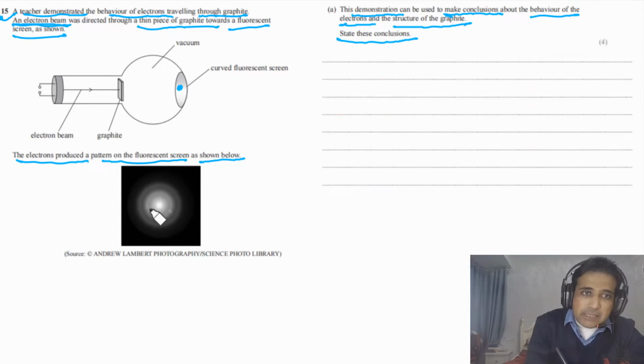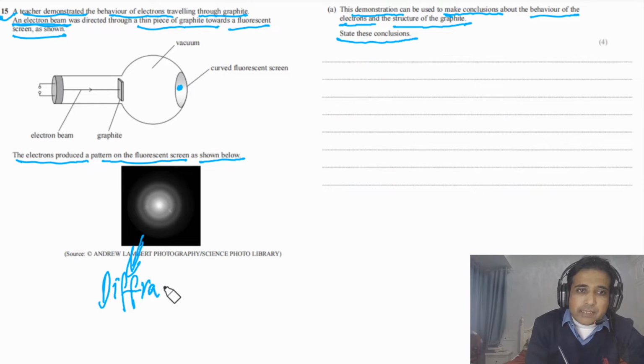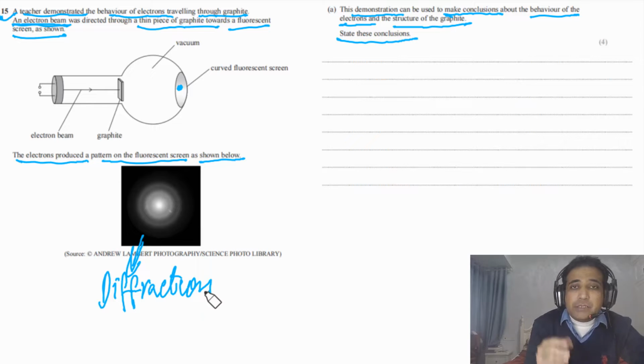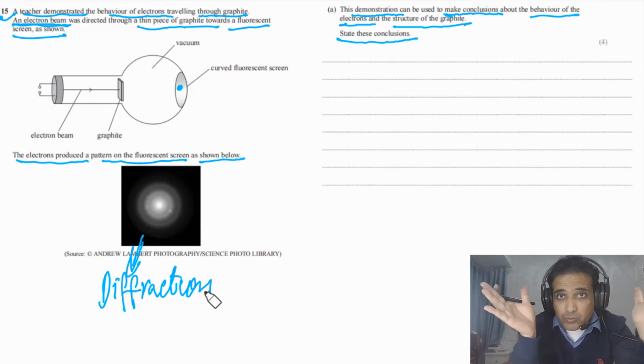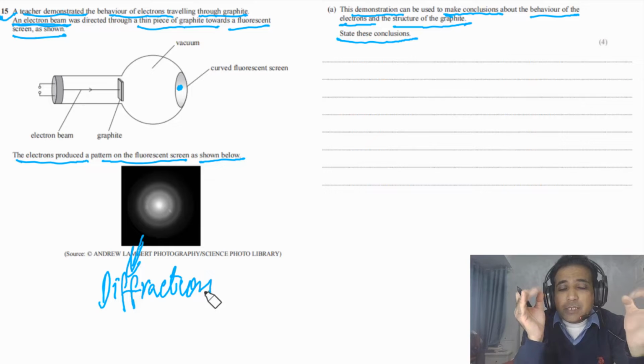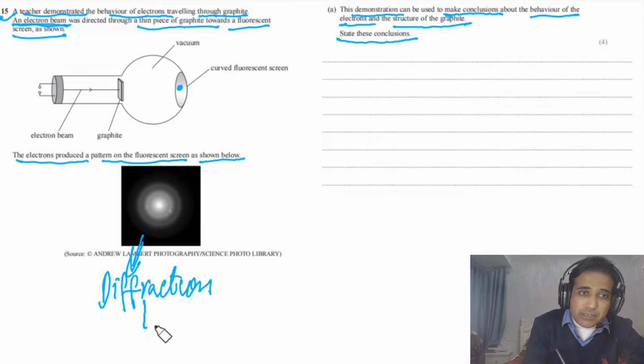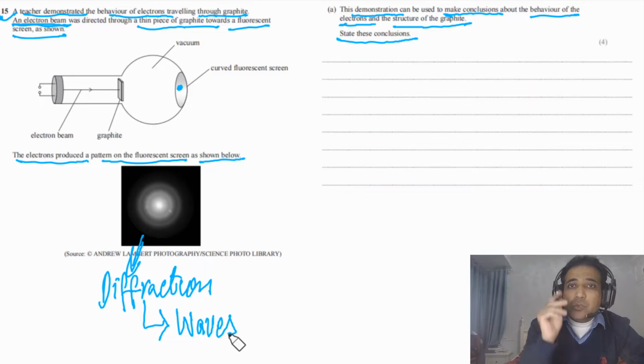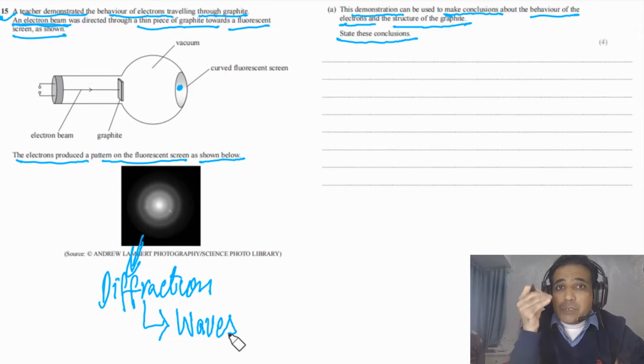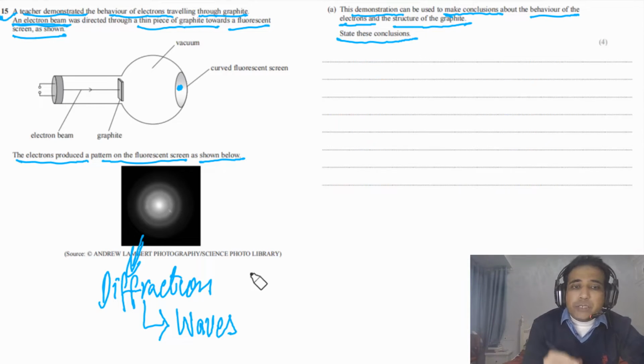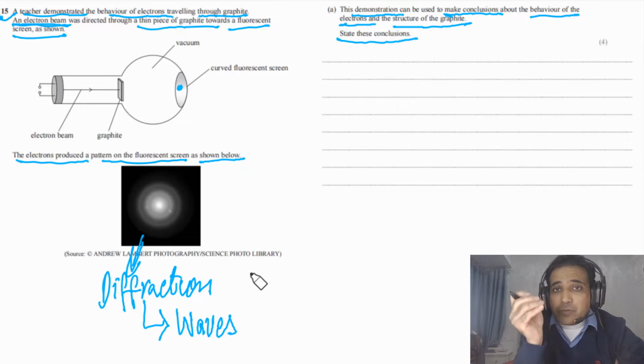But what we have observed is circles, and this tells us there is diffraction. In this case the electrons spread out, and spreading out is diffraction, and diffraction is only a property of waves. Waves can exhibit this kind of behavior. So from here we can say that in this case electrons are behaving as waves.